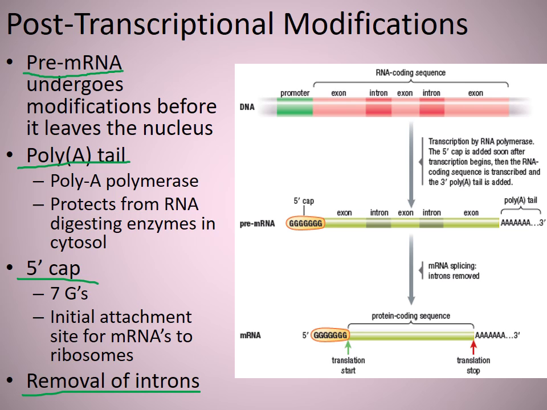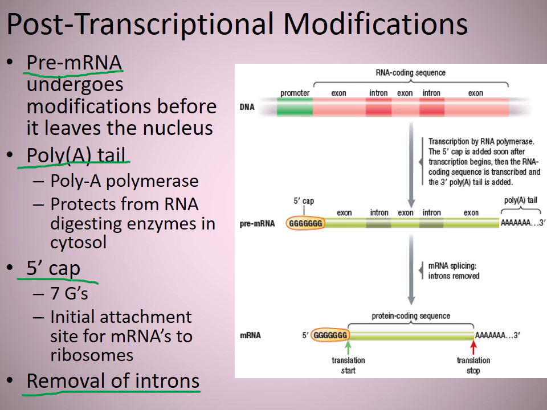Basically, the poly A tail, what happens here? Well, a bunch of A's are added to the 3' end of the mRNA. The reason is that it will protect the RNA from digesting enzymes in the cytoplasm, or cytosol. The 5' cap is 7 Gs. Basically, these 7 Gs act as the initial attachment for the ribosome, so it can start to translate the mRNA.